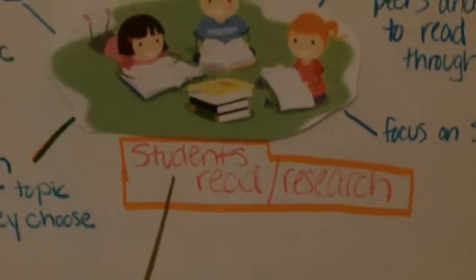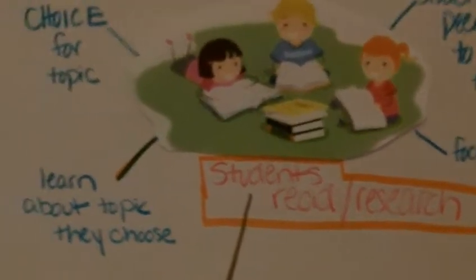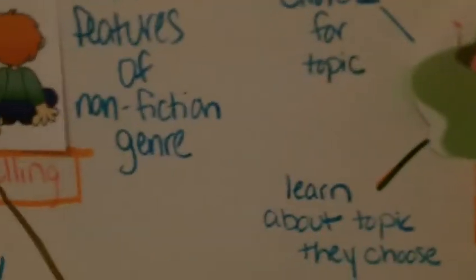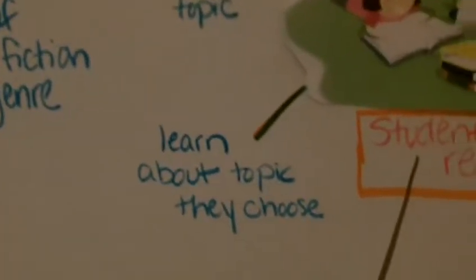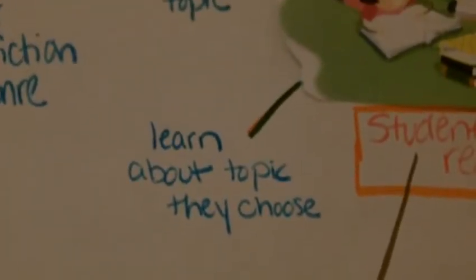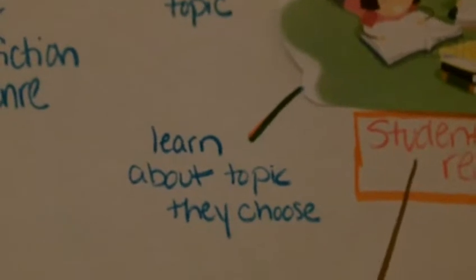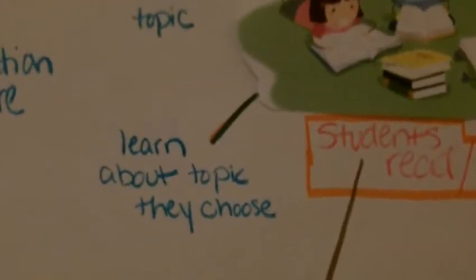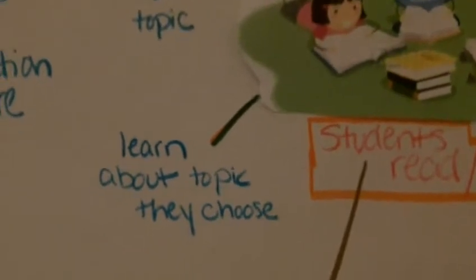Then we're going to move on to where the students are the researchers themselves. They're going to be doing some research, and they're going to be choosing a topic of their choice to read about. It's important that they read through different texts to learn about the topic that they chose. And of course, through this process, the teacher will be there to help model and to help students read words they don't know in text.